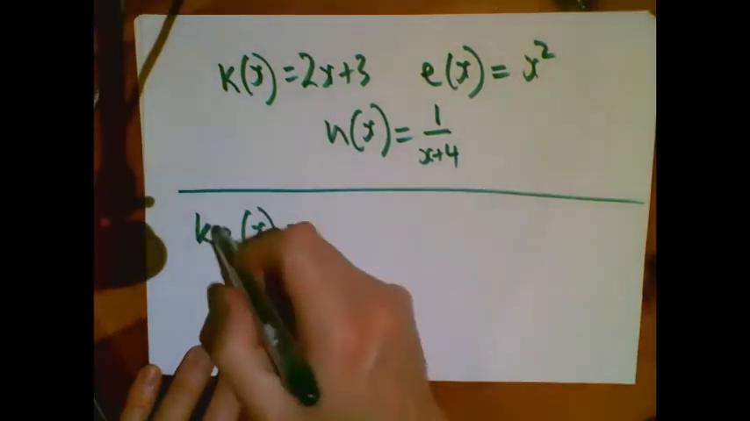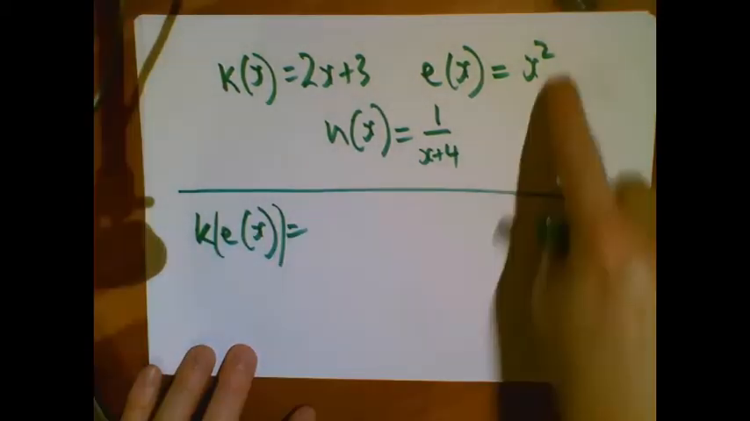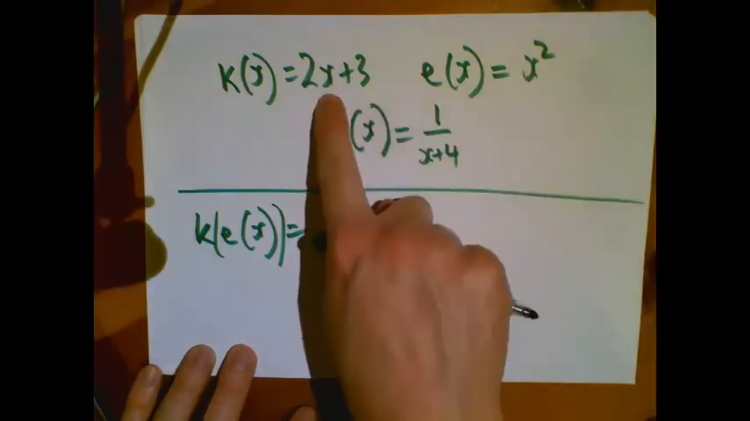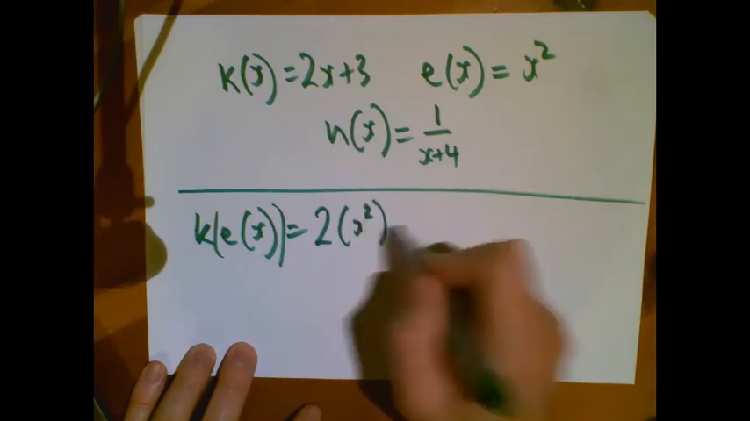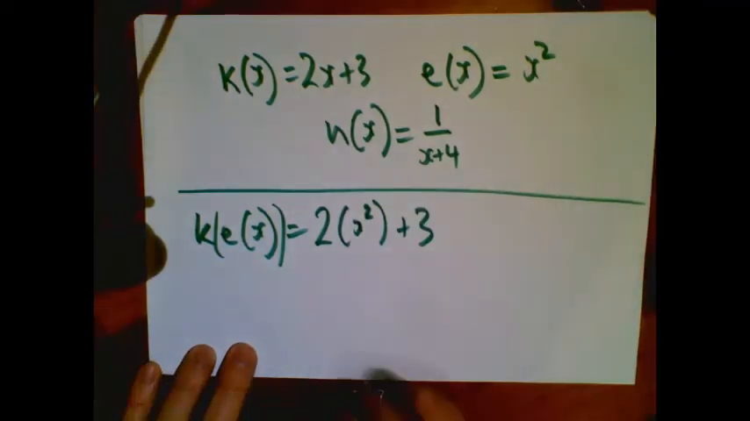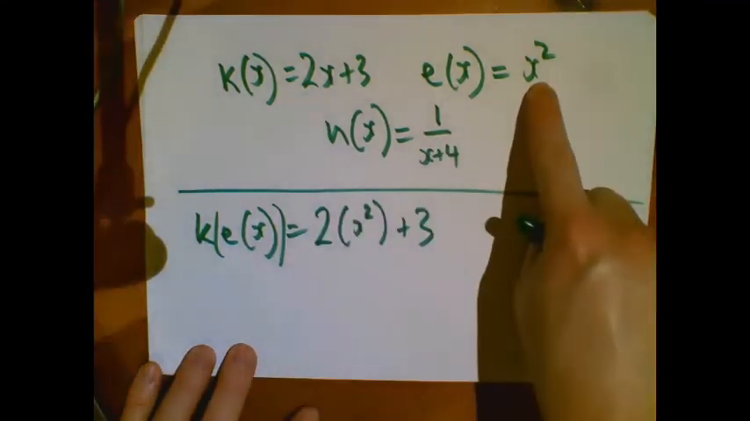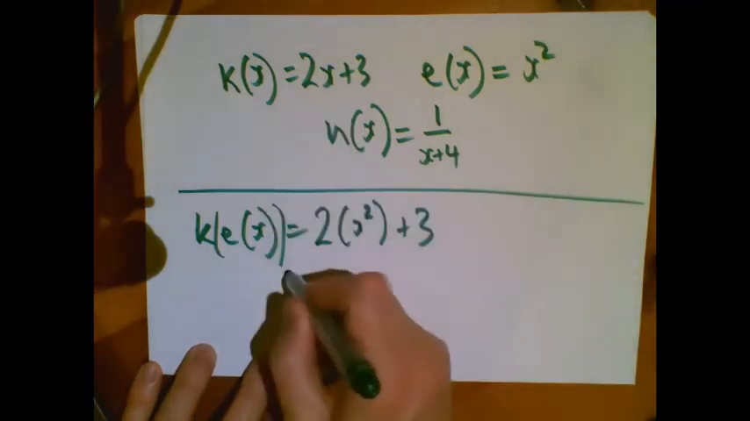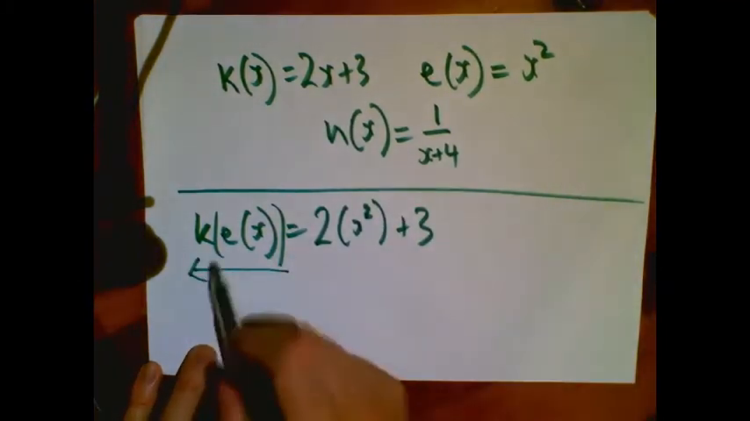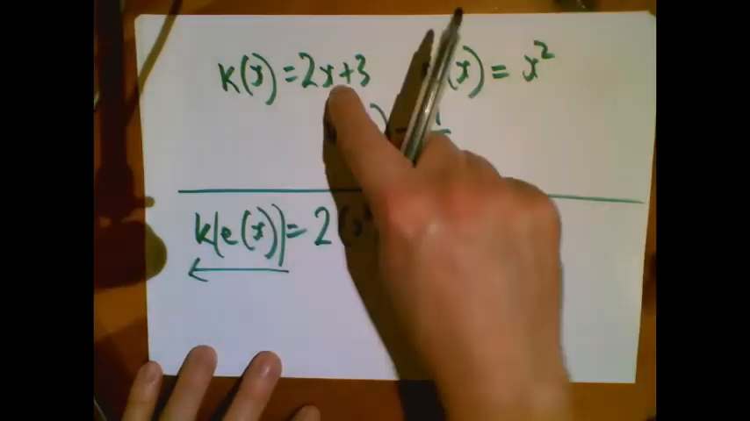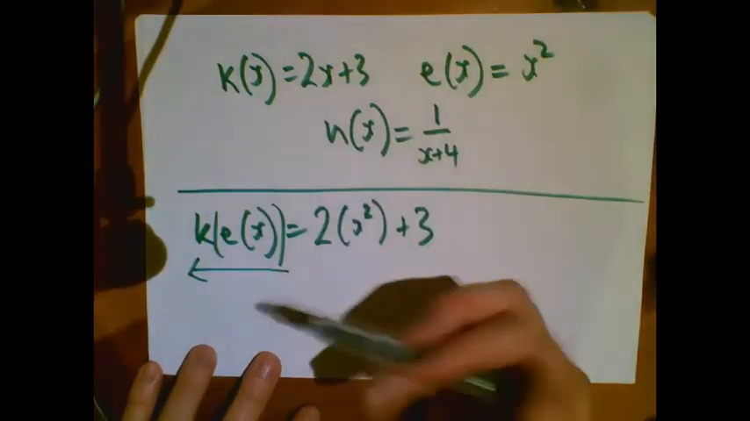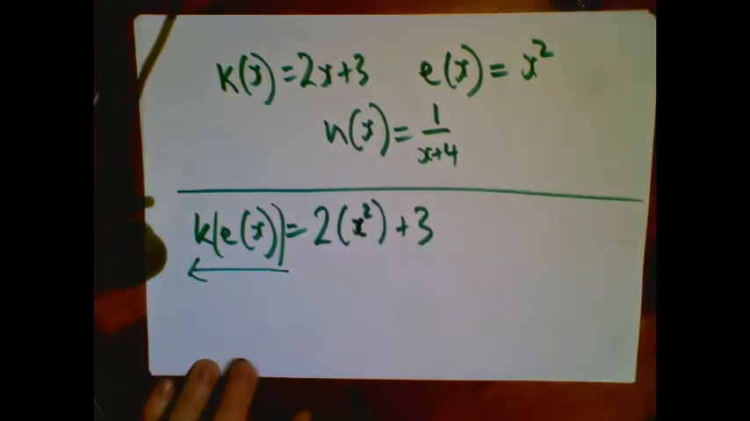ke of x is taking the function e of x, this one, and substituting it into here. So that would be 2 times x squared plus 3. It's the e of x here going into this function k, and you read it from right to left. You do the e first, you grab it, and you put it into the function k. So the e of x goes here. You get 2x squared plus 3.